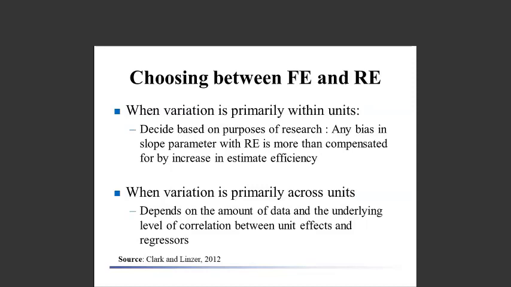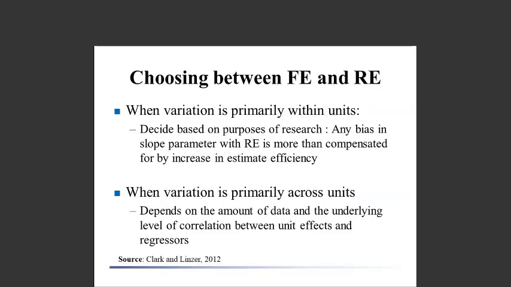So in this specific case, they find that any bias in the slope parameter estimate is compensated for by the increase in efficiency. Ultimately, they advise in this case that researchers should use whichever model better serves the purposes of the research. If you want to make predictions about unobserved units, and you're not concerned about collinearity between the regressor and the unit effects, then random effects estimators could be used, because a fixed effects estimator could not make these predictions.